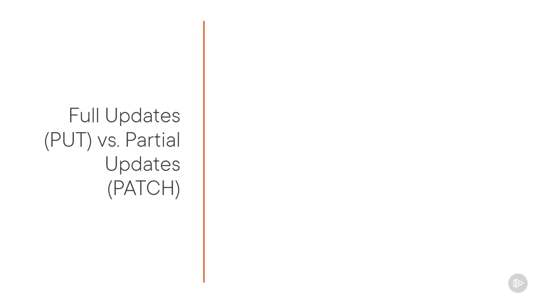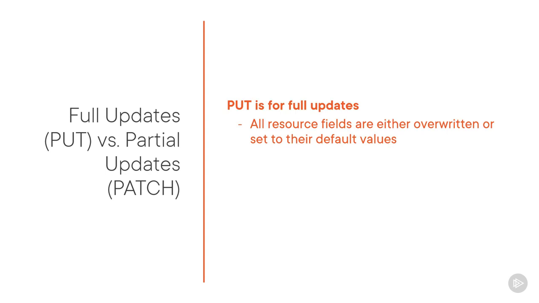For updating resources, two options are available. The first one is put, which should be used for full updates. When issuing a put request, all fields of the resource should be overwritten or set to their default values. A put request to API/authors/ID would update the author with that ID.